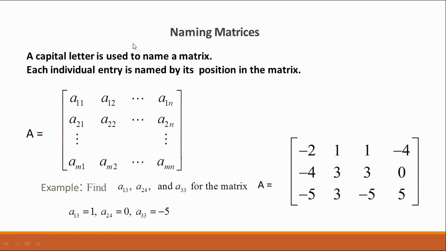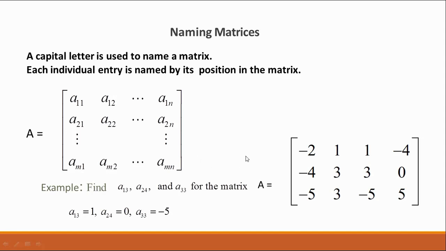Now, naming a matrix. A capital letter is used to name a matrix. Each individual entry is named by its position in the matrix. Dear student, you can represent the matrix by a capital letter, and each individual entry is named by its position in the matrix. For example, A11, A12 up to A1n. These positions show that A11 means this element lies in the first row and first column. A12 means the element of first row and second column. So A22 means this is the element of second row and second column.